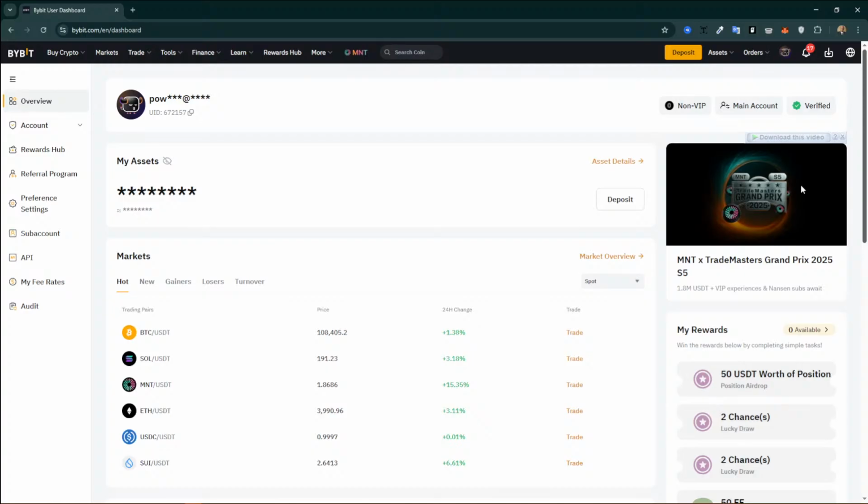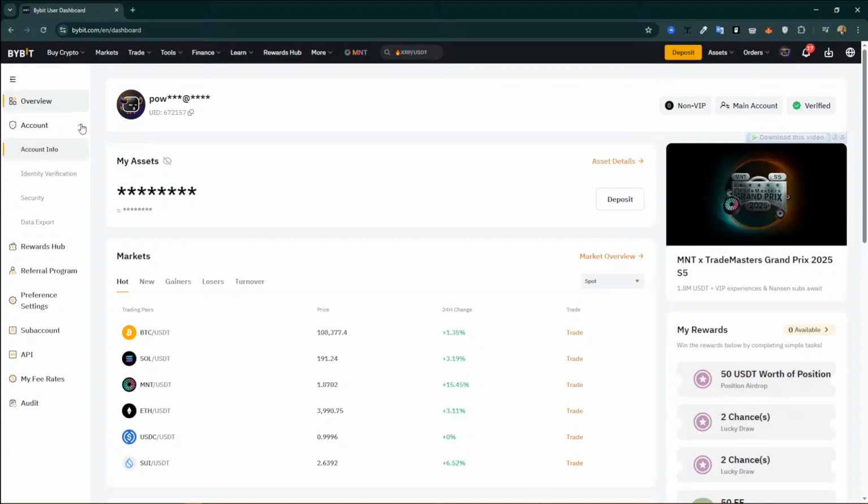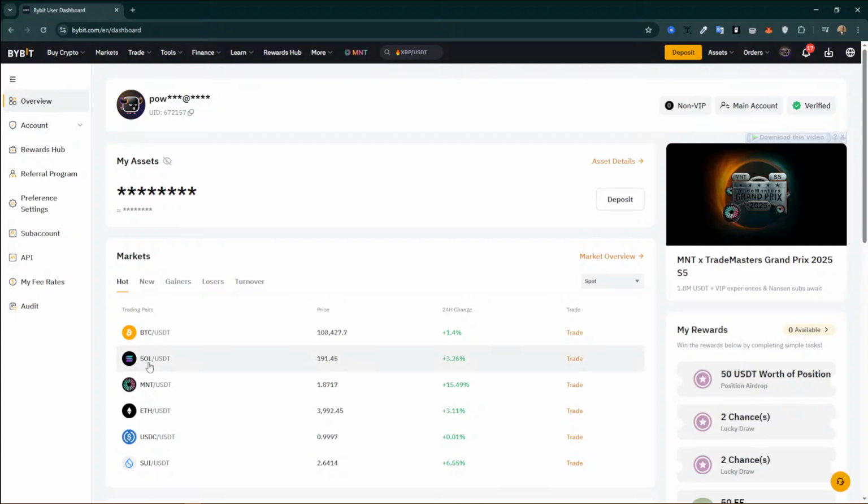So the account includes the information, the security for adding your phone number, for adding an email, or the two-factor authenticator app to help you with logging in, your account security. Okay, and then you have the rewards. This is still the account overview where you find the markets and the trending pairs or the trading pairs, the most common ones. The BTC/USDT, SOL, which is Solana, USDT, MNT/USDT, ETH/USDT, USDC/USDT, and so much more. That's what we call spot trading.